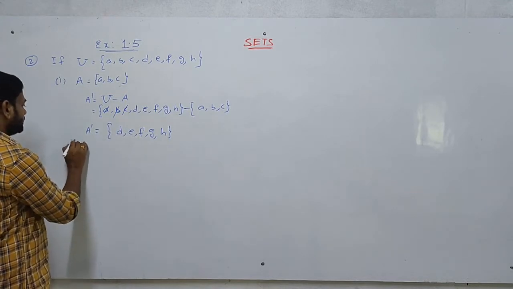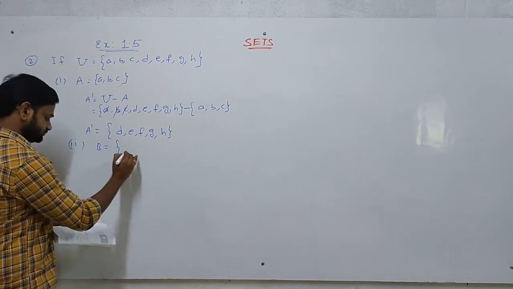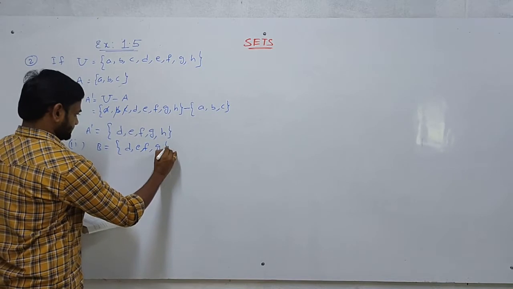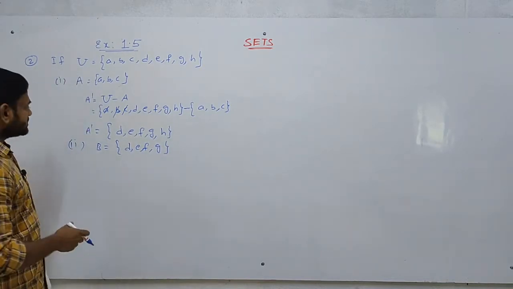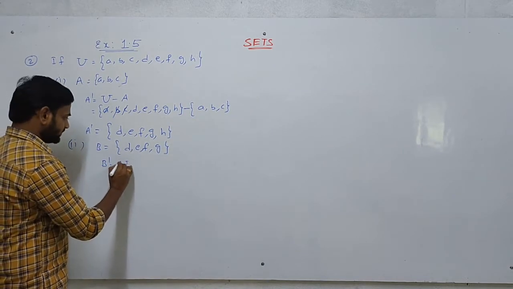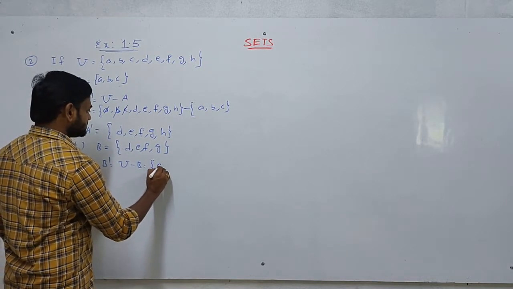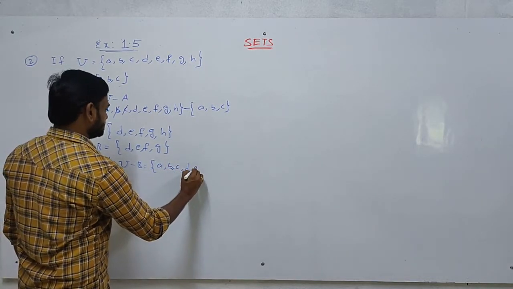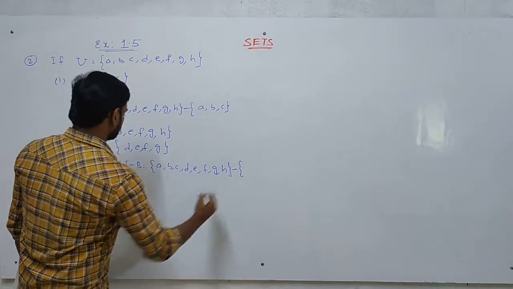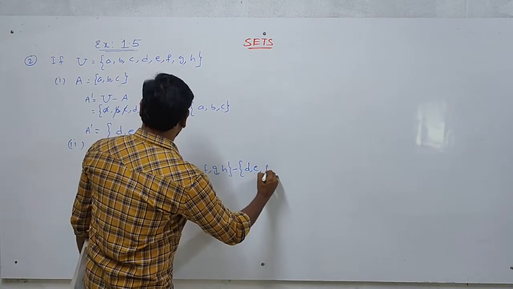Next, second one, B equal to D, E, F, G. Now the complement of B is B dash, that is U minus B. So what is U? U is A comma B comma C, D, E, F, G, H, minus, what is B? D, E, F, G.